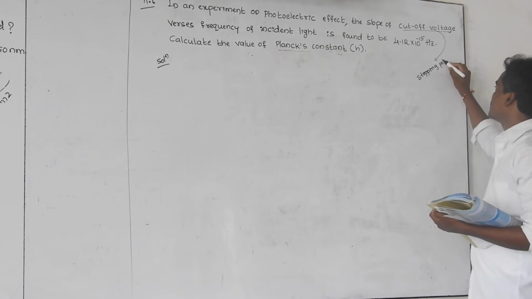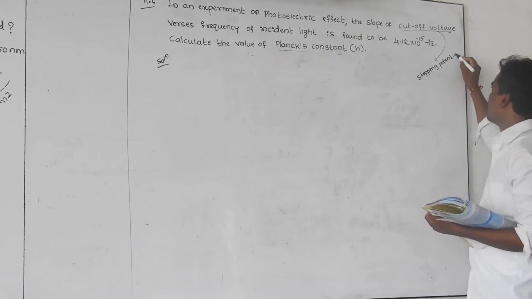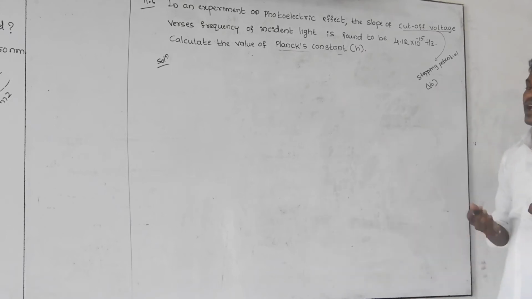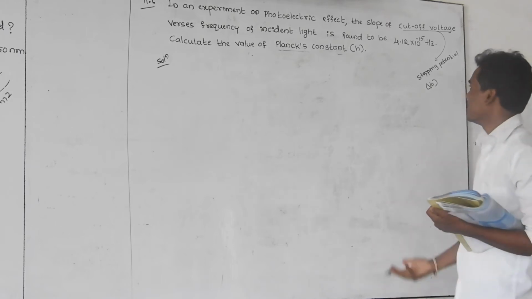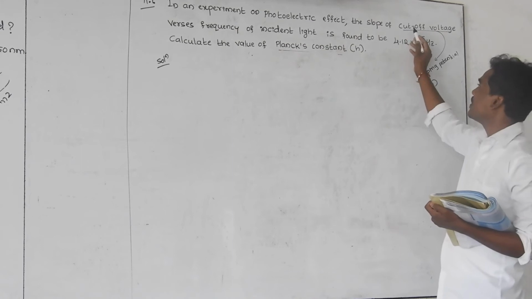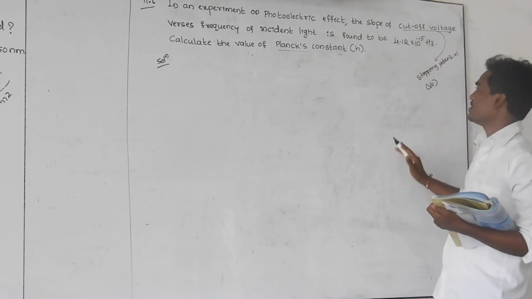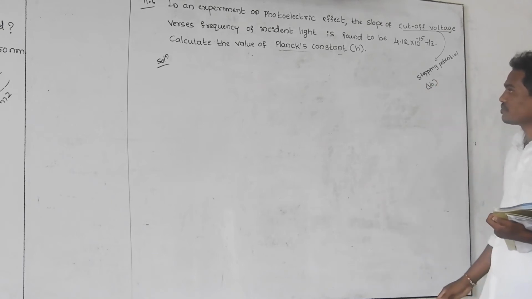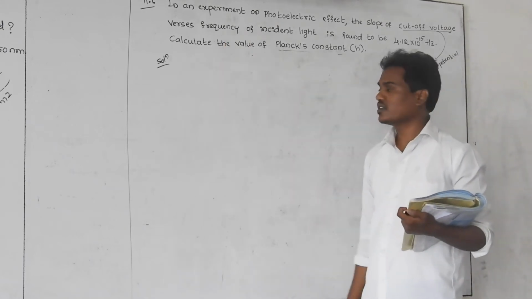Stopping potential. This is indicated as V0. What is stopping potential? This is a negative potential given to the anode plate in order to stop the photoelectric emission. The negative potential given to the anode plate to stop the emission of the electrons is called the cutoff voltage, indicated as V0, or you can also call it the negative potential. And this is the frequency of incident radiation.